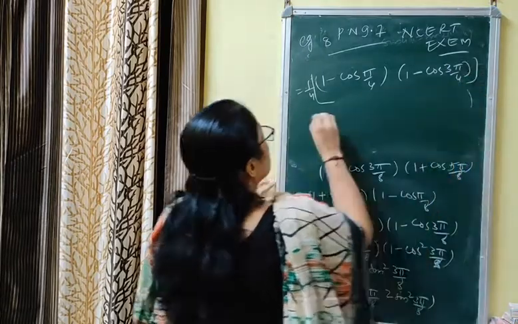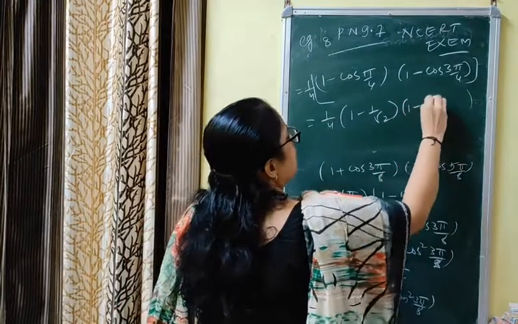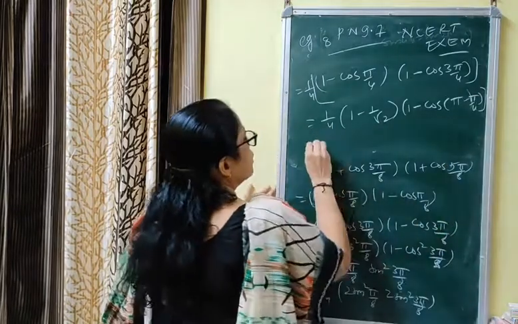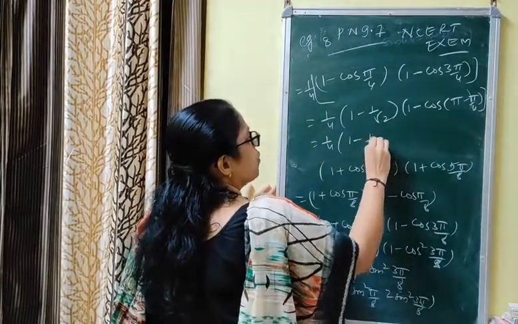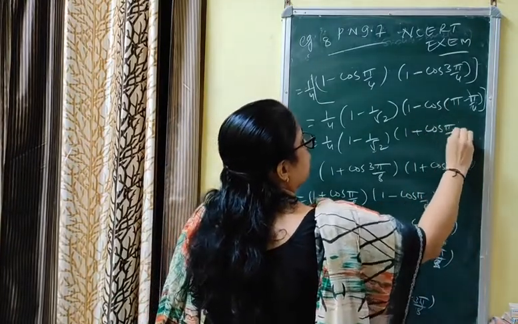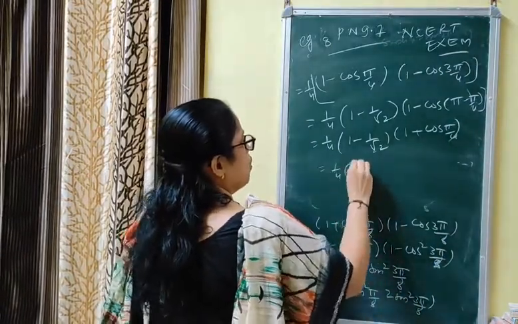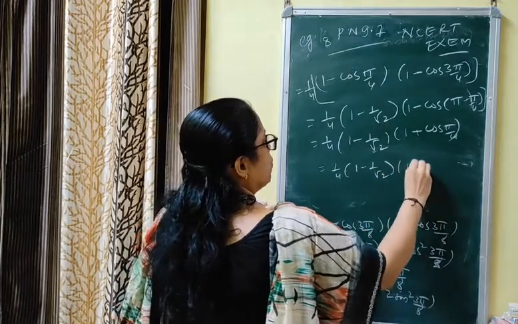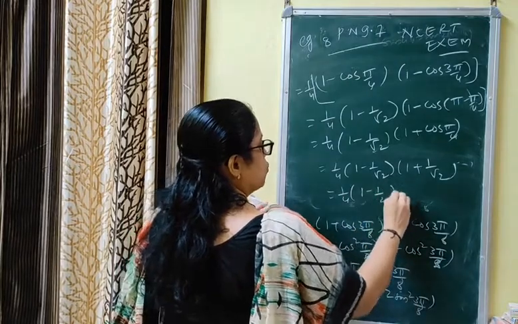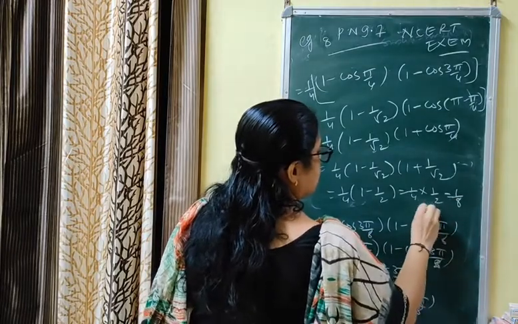That is 1 by 4 into 1 minus 1 by root 2. The 3 pi by 4 term can be written as 1 minus cos of pi minus pi by 4. That is 1 by 4 into 1 minus 1 by root 2 into 1 plus cos pi by 4, since the second quadrant gives negative. That is 1 by 4 into 1 minus 1 by root 2 into 1 plus 1 by root 2. That is 1 by 4 into 1 minus 1 by 2, that is 1 by 4 into 1 by 2, which is equal to 1 by 8, that is equal to RHS.